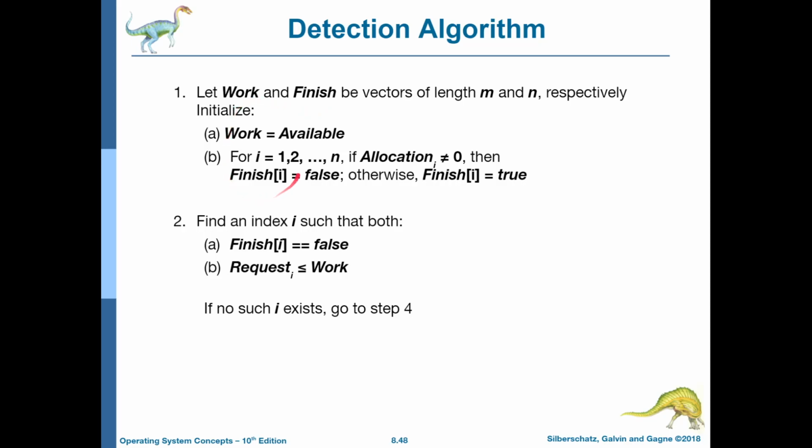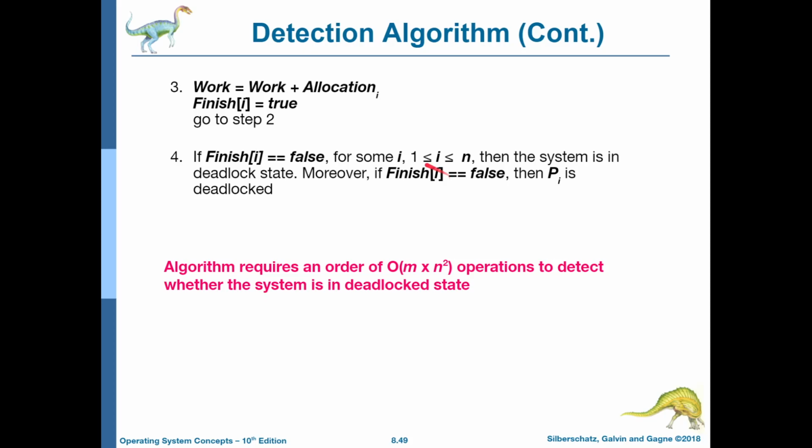It goes through, uses work and finish as it did before, and finds a process that can't have its resources allocated. If we find that there's a process that is not able to finish, then the system is in a deadlock state. This is only after we've gone through all of the processes and checked. This is also an n squared times m operation, so the banker's algorithm, or this detection algorithm, is very slow when it comes to deadlock detection.